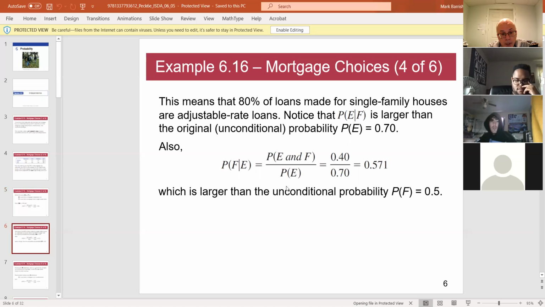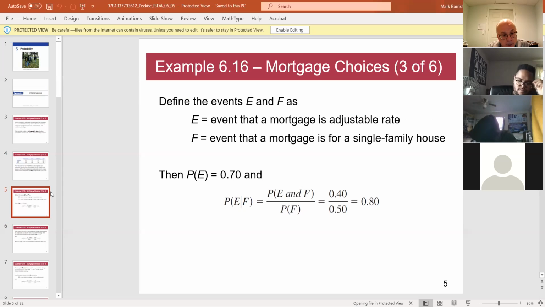Here's another one. This is actually in reverse. What's the probability of F given E? What are they asking for here? Let's go back to what F and E are. They're asking, what's the probability that a mortgage is for a single family home, given that we know that mortgage is adjustable rate? So in other words, we're selecting a person at random, and we know that person took out an adjustable rate mortgage. What's the probability that it's for a single family house? So it's a different question.